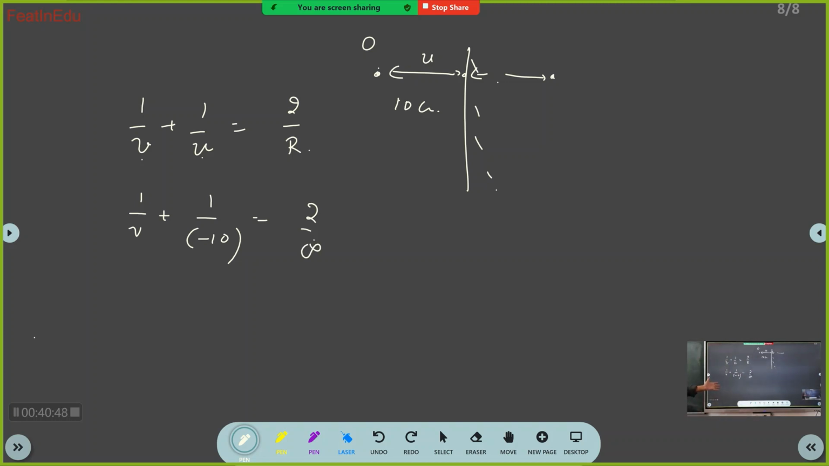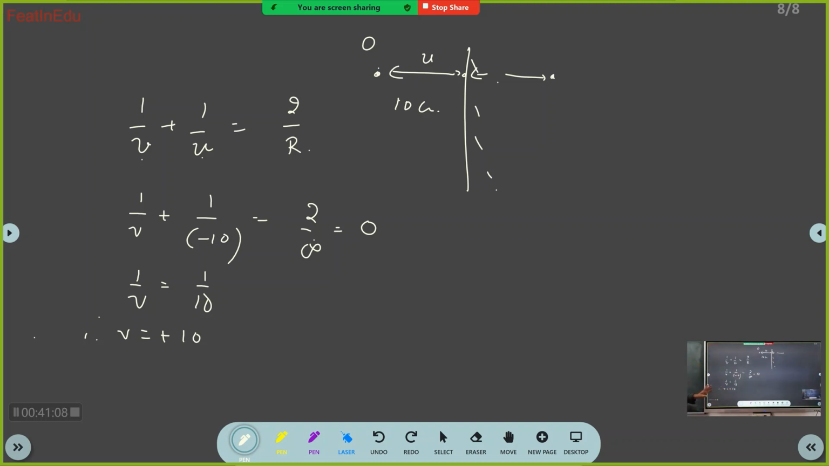You just have to substitute. So if you solve it, what do you get? 1 by v minus 1 by 10. So this 10 will go here and this will become 0. Then you will get v is equal to plus 10. Agree? Yes, sir.